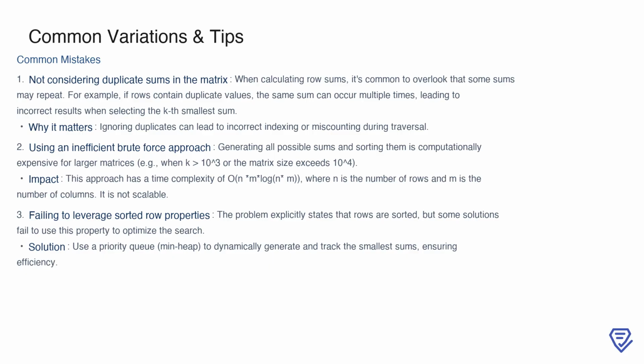Lastly, one of the most critical mistakes is failing to leverage the fact that rows in the matrix are sorted. Ignoring this property means missing opportunities to optimize the search. To address this, a recommended approach is to use a priority queue or min heap, which allows us to dynamically generate and track the smallest sums efficiently.